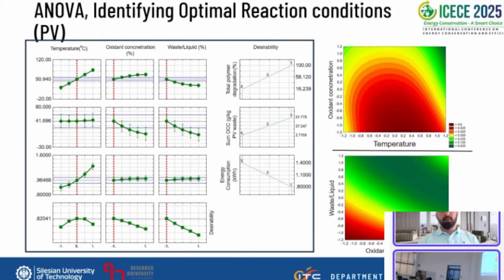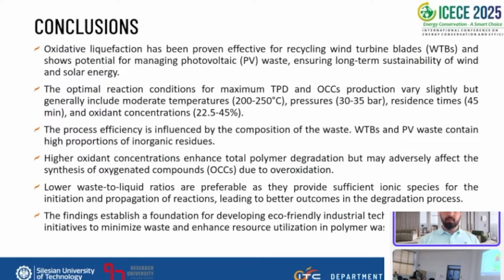In a similar way, we have performed analysis of variance for identifying the optimal reaction conditions for the PV panels, and the same approach was used as in the previous slide. Analysis of variance was performed to see the effects of different parameters on the process outputs. So in the conclusions, we have sufficient results to say that oxidative liquefaction is a technique that has a potential to recycle these wind turbine blades and these complex PV waste materials.